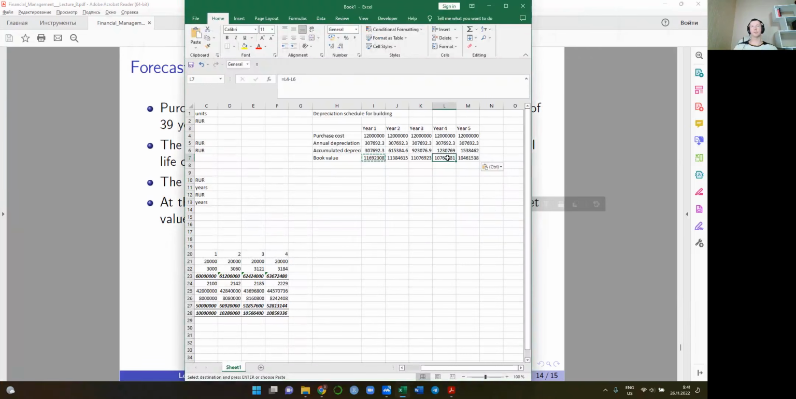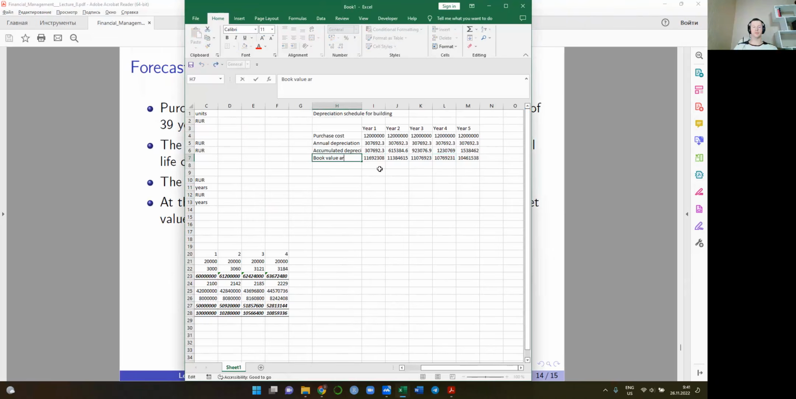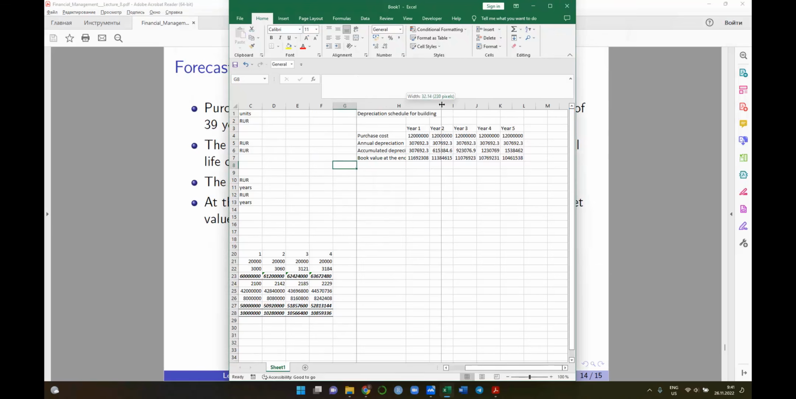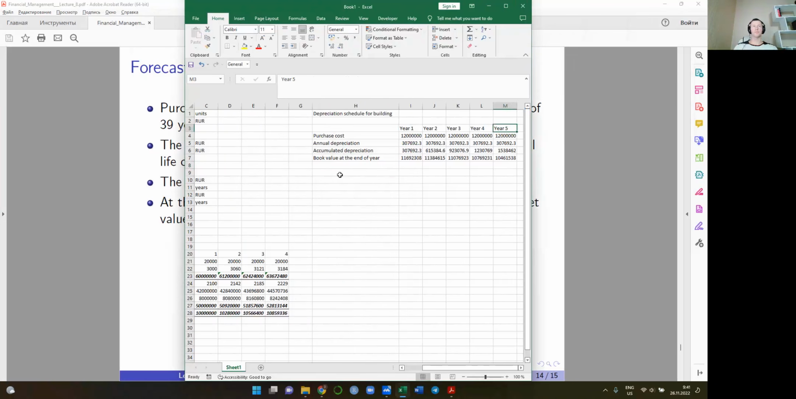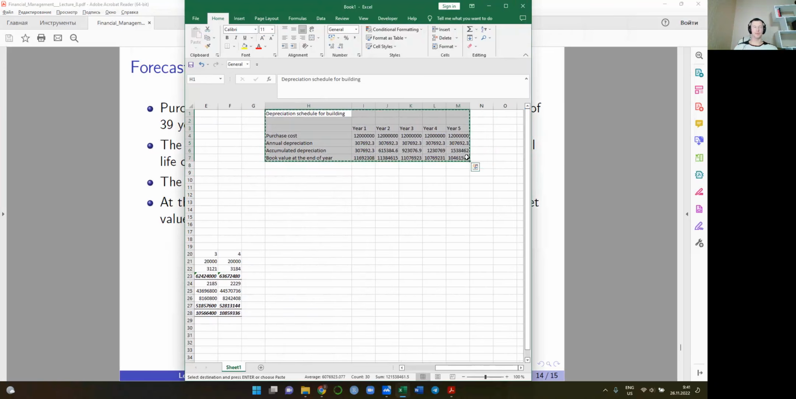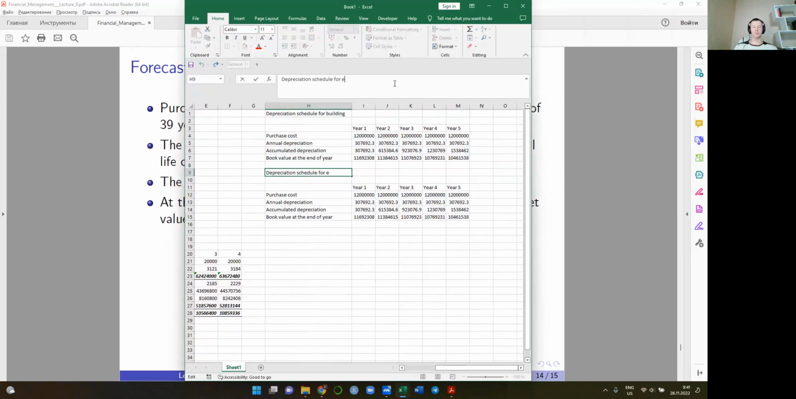So this is book value at the end of the year. Of course, we can continue doing this for 39 years, but it's not necessary. And the same we need to build for equipment. Depreciation schedule for equipment.